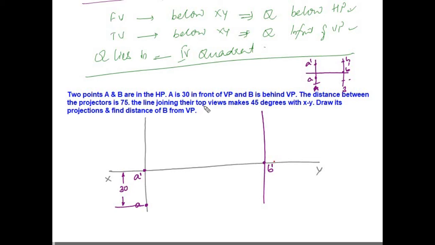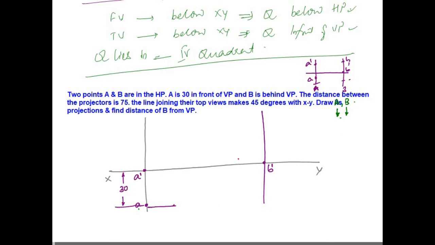The line joining the top views makes an angle of 45 degrees with the XY line. So A is here. From here I will take a line, using another color, at an angle of 45. The line joining the top views, that means A and B, right? A is the top view of point A, and B will be the top view of point B. So the top view of A and the top view of B are joined, and the line joining them is at 45 degrees with the XY line.